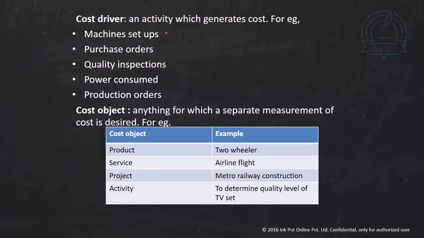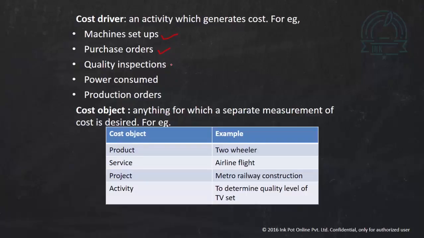Next is cost driver. Cost driver is something which influences or generates the cost. Now, the more machine setups we have, the more will be the cost. So it is going to influence the total cost of a product. The more purchase orders, it may reduce the cost, as the cost of raw material per unit may decrease. So cost driver is something which generates or influences the cost.